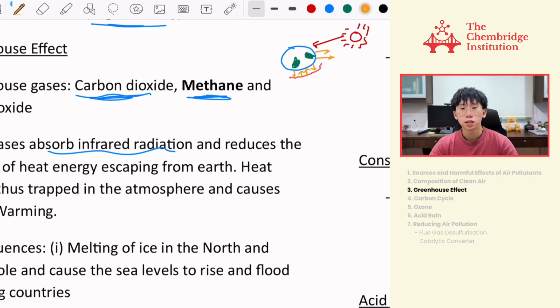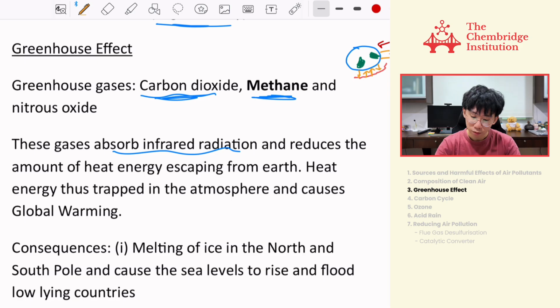So this prevents the infrared radiation from escaping the earth, and this causes the warming of the earth. In other words, global warming, because the heat energy is actually trapped in the atmosphere, and this obviously will cause the temperature to rise on the earth. Now here's a question to y'all. Do y'all think global warming is just purely bad? Now think about this to yourself.